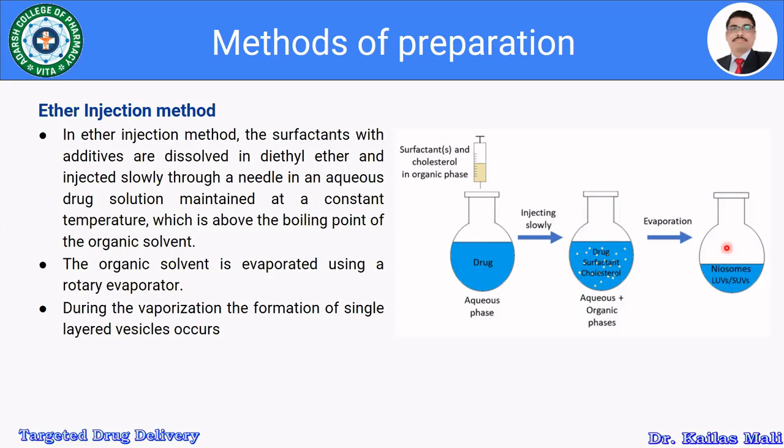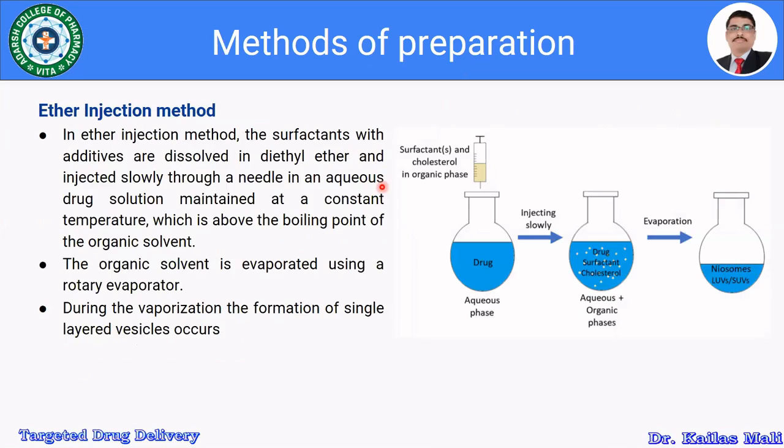So this is about the ether injection method. In the ether injection method, we dissolve the surfactant and cholesterol in the organic phase. In the flask, take the water or the buffer and dissolve the drug. Drop the organic phase into the aqueous phase at a slow rate, so that we will get the aqueous plus organic phase. Then with the help of a rotary evaporator, evaporate the organic phase so that we will get the niosomes. So this is about the ether injection method.